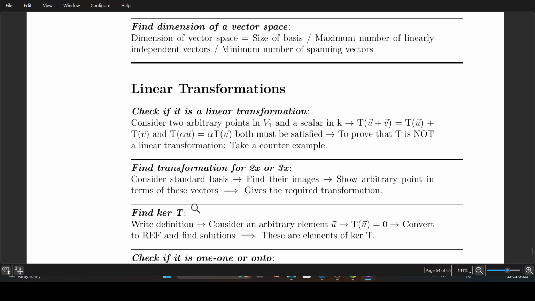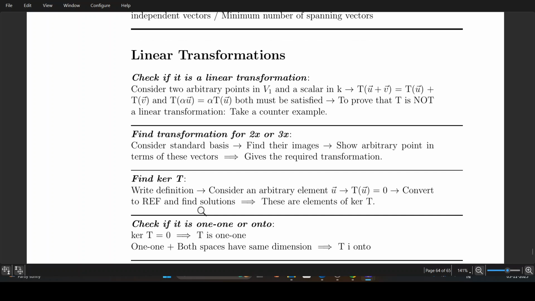The next is to find the kernel of T. First, write the definition of kernel, then consider an arbitrary element. Since we need this element to be in the kernel, assume that its image is 0, then we will get a matrix representation, right? So convert it into echelon form and find solutions. So the solutions are the elements of the kernel.